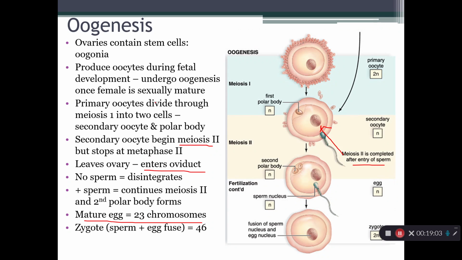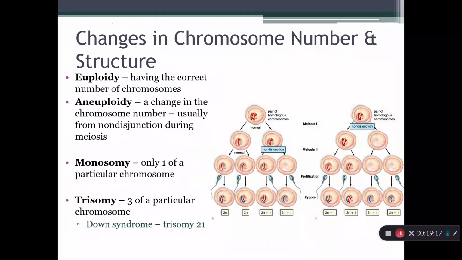So it's really interesting that females are actually born with all the oocytes that they're going to make. And that's why the age of the female is significant, because the age of the eggs is also that old. So euploidy is having the correct number of chromosomes, 23 pairs. Aneuploidy is a change in the chromosome number, usually from when those chromosomes sort independently, they didn't sort correctly.